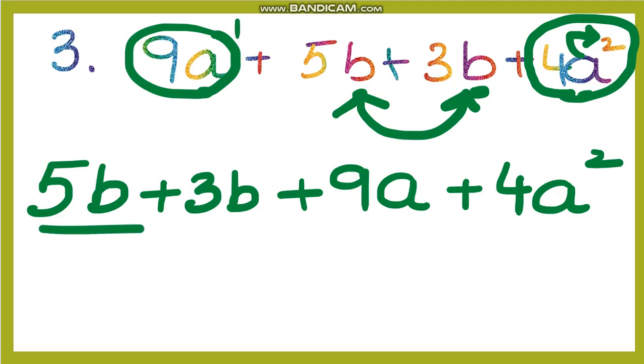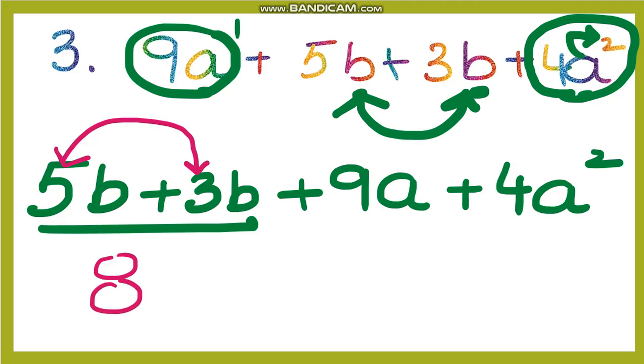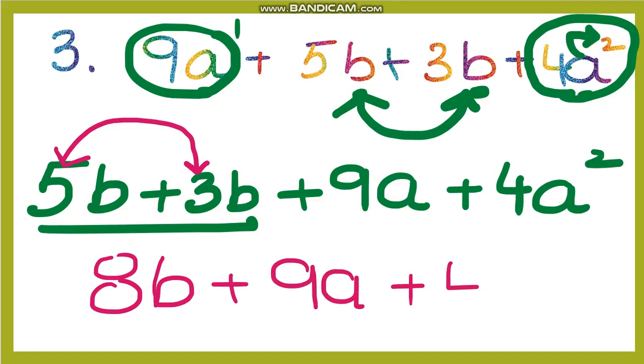and then combine these two like terms. How do we combine once again? Adding the coefficients. 5 plus 3 is 8. b plus b remains b. And the rest of the terms remain exactly the same way. 9a plus 4a square. This is how like terms can be combined together.